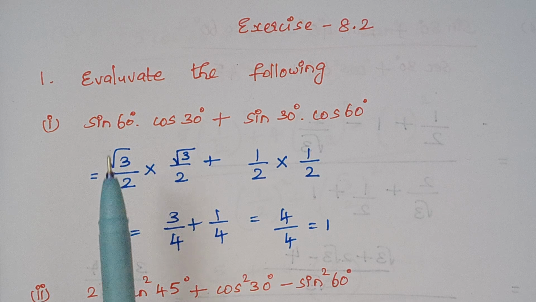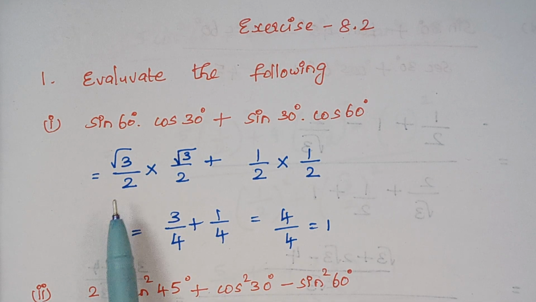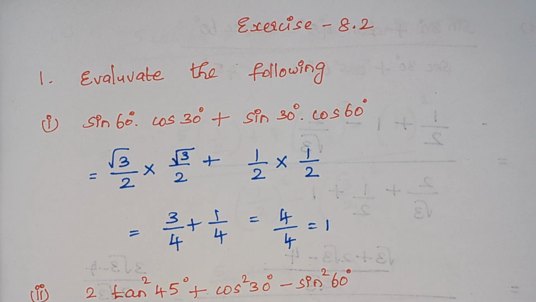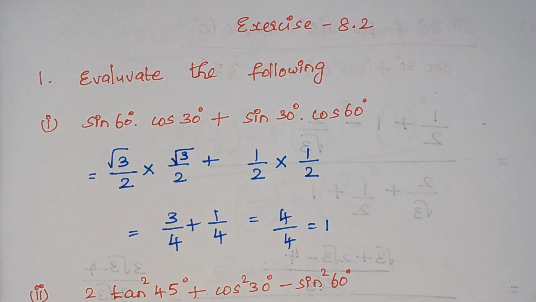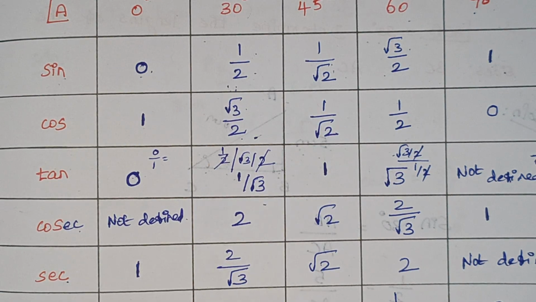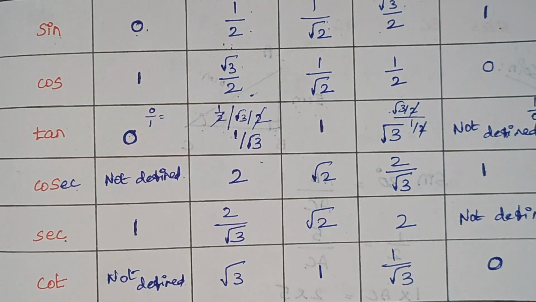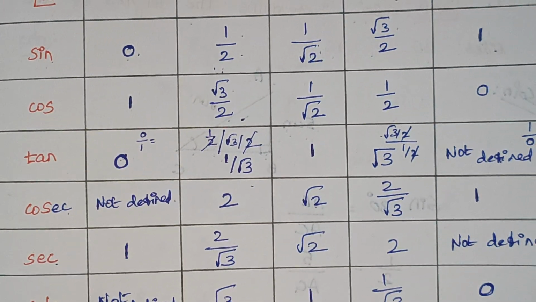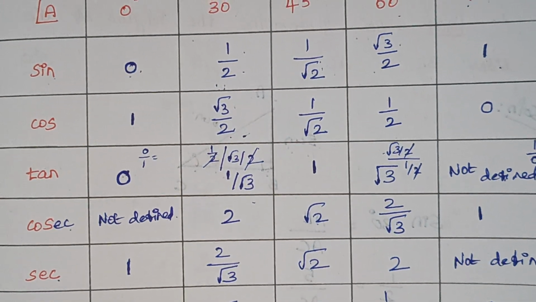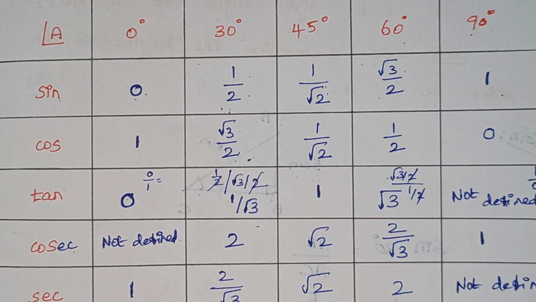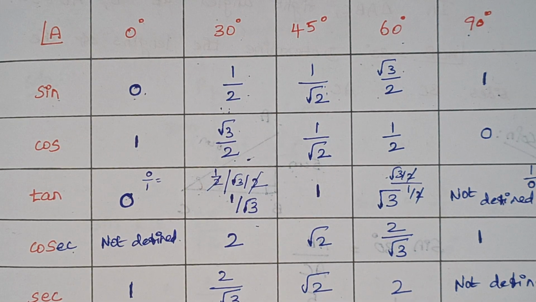So sin 60 is root 3 by 2. Just for your refreshment, let me show you the table one more time. You see this is your table, right? It is obvious to remember all the values given here. I had made a separate video for this, and I'll provide the link of the video below this. Based upon these values, we are going to substitute the values and find the answer.